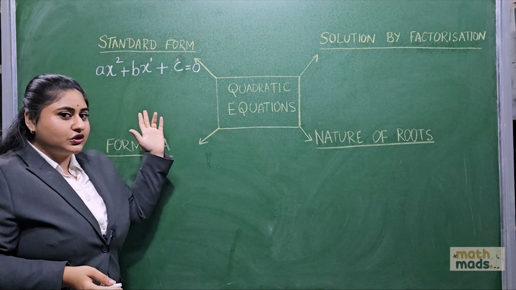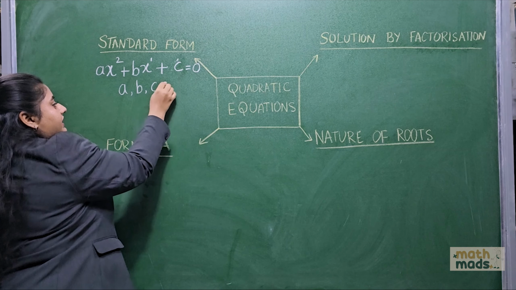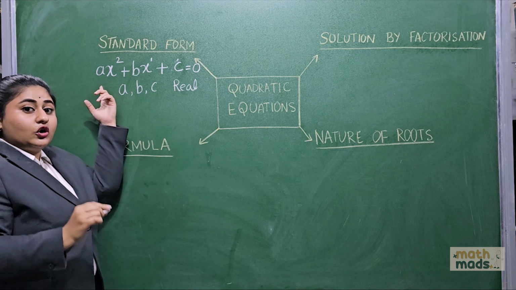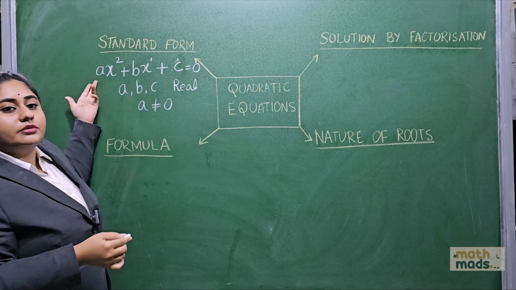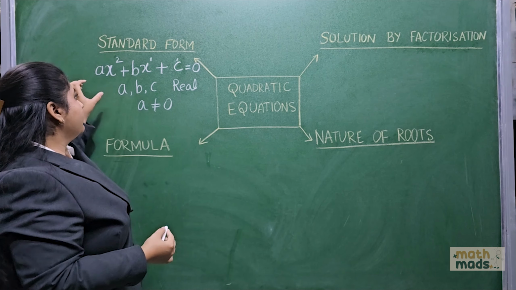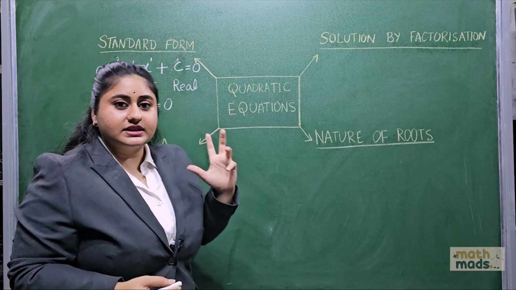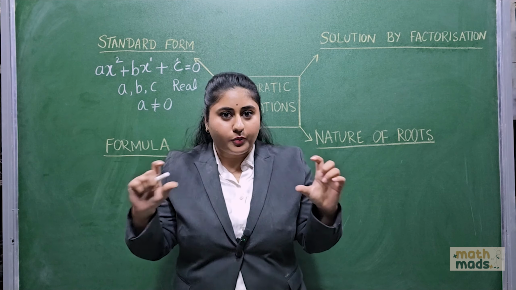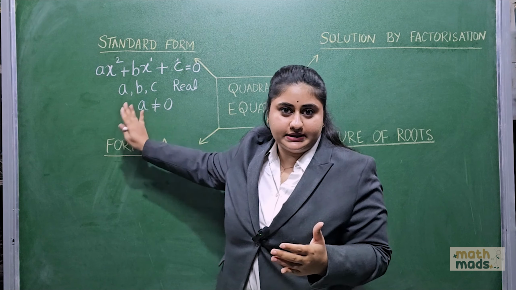Now, there's some restriction on these coefficient values also. a, b, c can be real numbers, but a cannot be 0, because if a is 0, your quadratic term vanishes, and then you're left with a linear equation. But we want a quadratic equation. So, a cannot be 0. If you remember the standard form, there will be questions to reduce to standard form. They'll give you a compound equation and you're supposed to reduce it to standard form. So, you have to remember this.